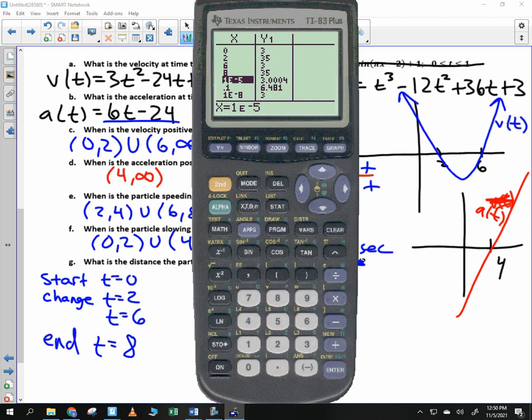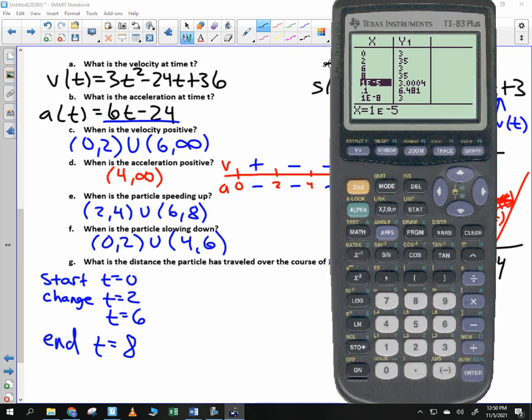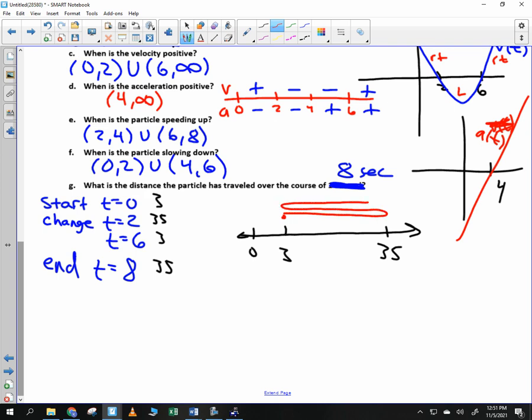But here we go. So what's its position at time 0? 3, and then 35, and then 3, and then 35. So it looks like the object starts at position 3, and then you told me by looking at the velocity graph, does it start by going to the right or the left? Yeah, you can tell it goes to the right, and then to the left, and then to the right. That's what you can tell by the graph. So sure enough, it goes over to 35, it goes back to 3, and then it comes back to 35.